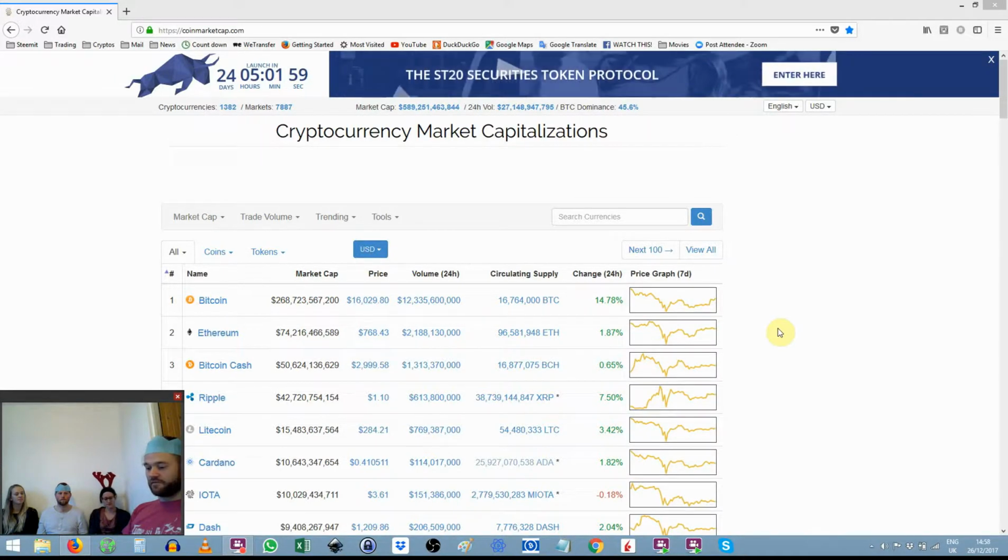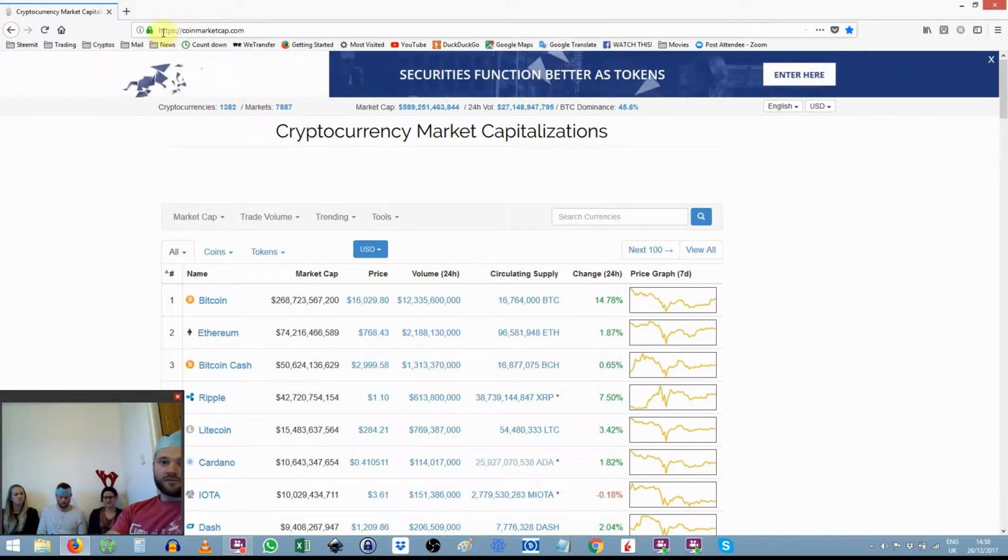So I use a lot this website called CoinMarketCap. I think nearly every crypto trader and every crypto person uses this site primarily. It's a fantastic site. It tells you all the different information about the different coins. I'll go quickly into how to use this so you can see what the basics are. So it's coinmarketcap.com.